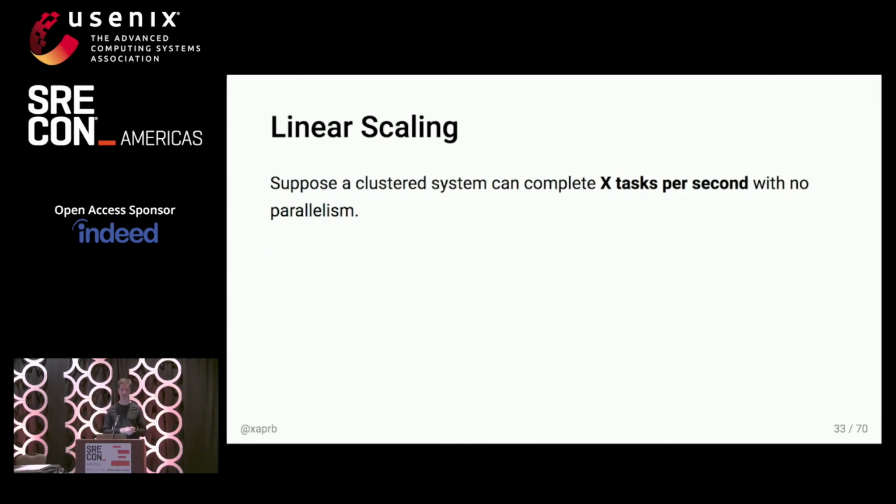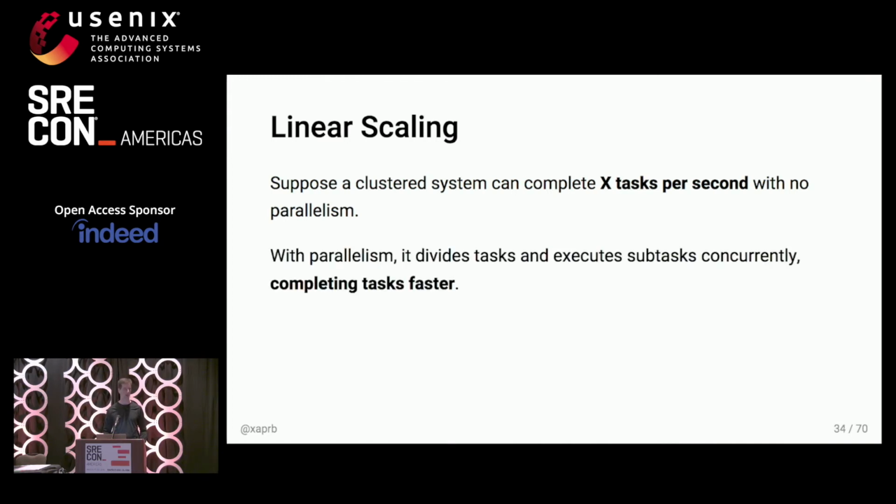Okay, so we start with the simplest case. The ideal is a clustered system that can do some number of tasks per second with no parallelism, and then we add parallelism into it. We add parallelism by subdividing the tasks and doing them concurrently so they can complete faster. And since we're completing them faster, we can also complete more per unit of time, and that means increased throughput.